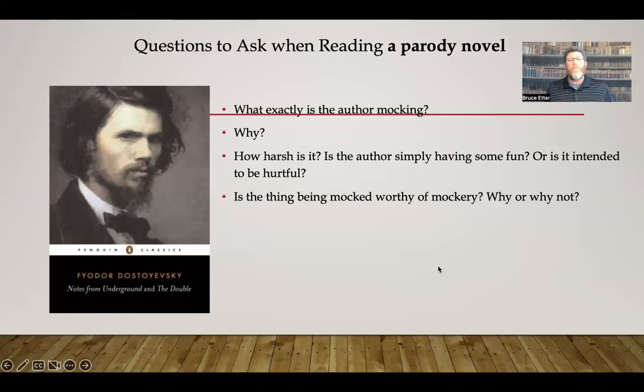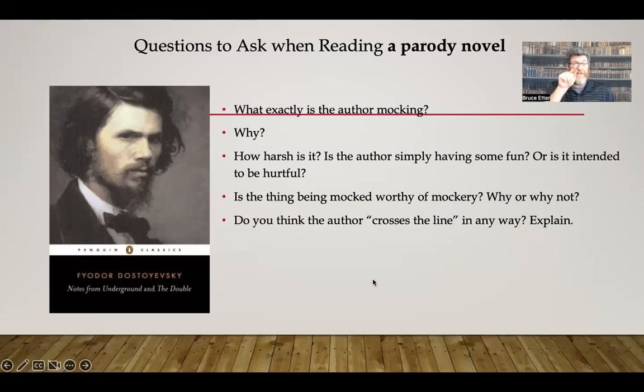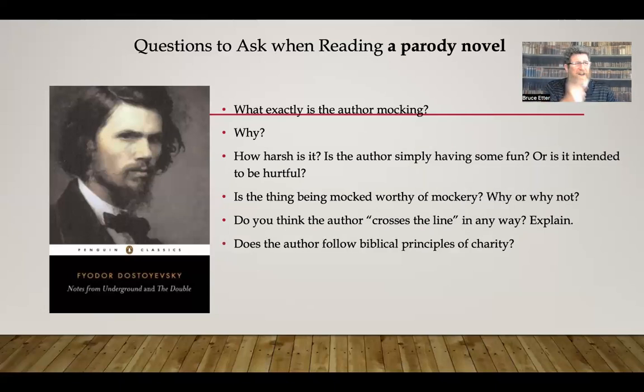Is the thing that's being mocked worthy of mockery? Now, if it is a more severe kind of parody, then is that thing really so bad that this author is justified in mocking it? Do you think the author crosses the line? Hey, you've got to make these judgments. And teachers, we're trying to help our students think for themselves so that they can make these judgments as to whether or not they think the author went too far. That was unnecessary. That's okay.